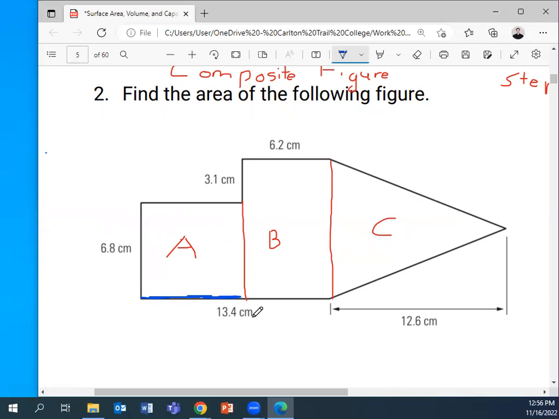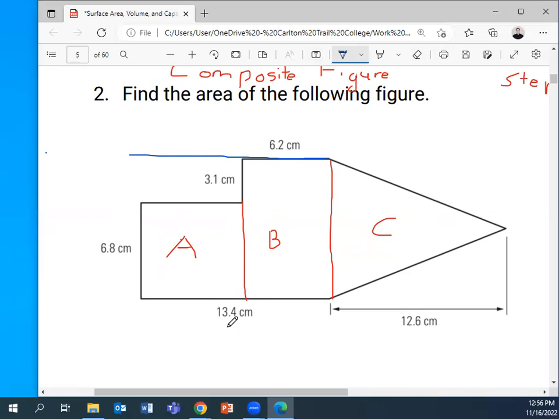Equals base times height. But there's an extra 0.2 centimeters somewhere. So here's the thing. So we know this whole thing here. Does it make sense where I've got this line? It's 13.4 centimeters, right? This whole thing is 13.4 centimeters.